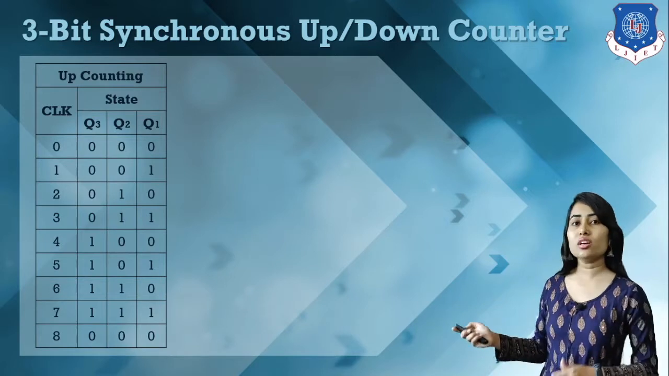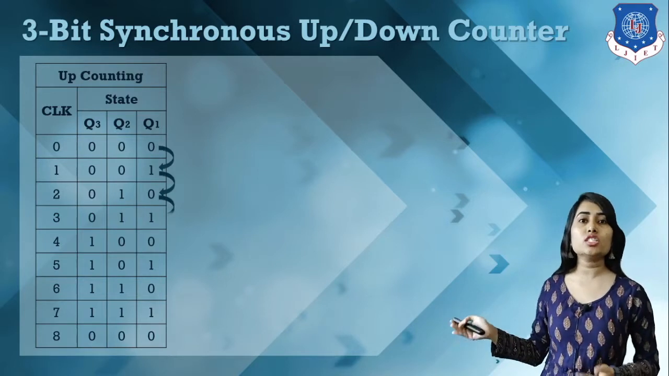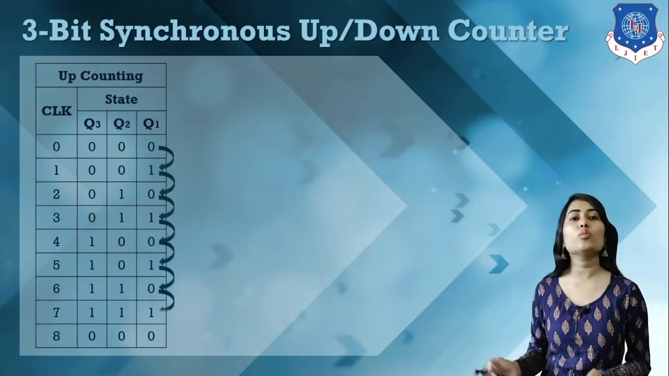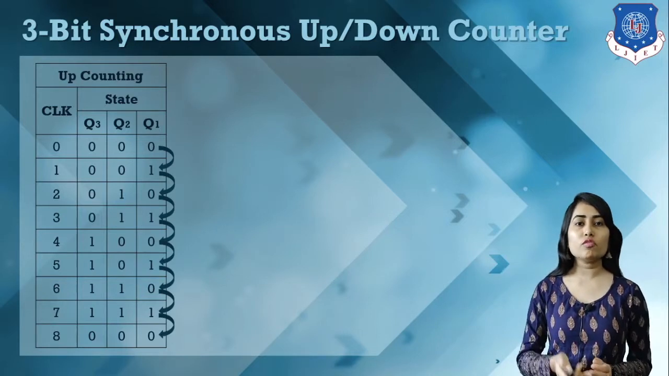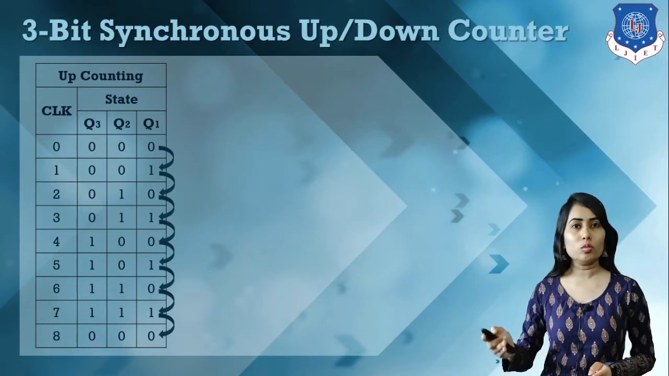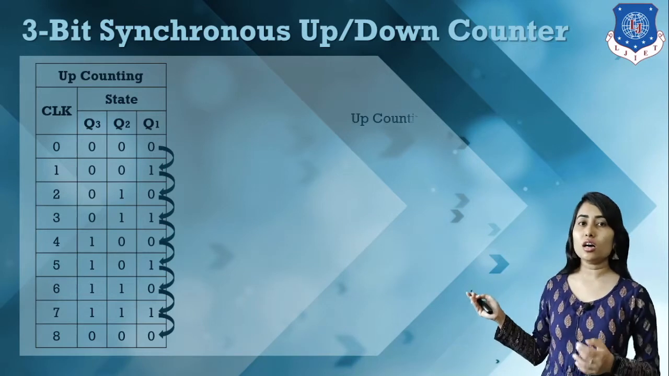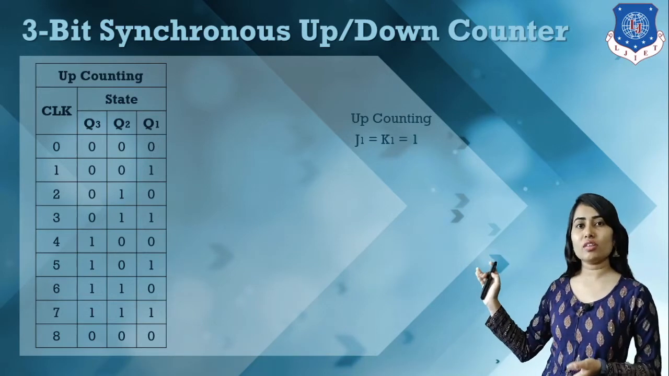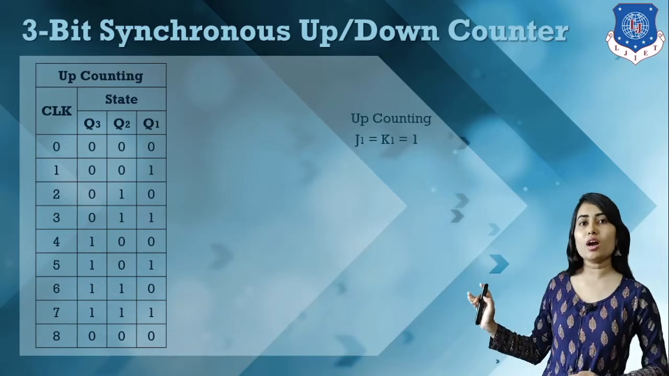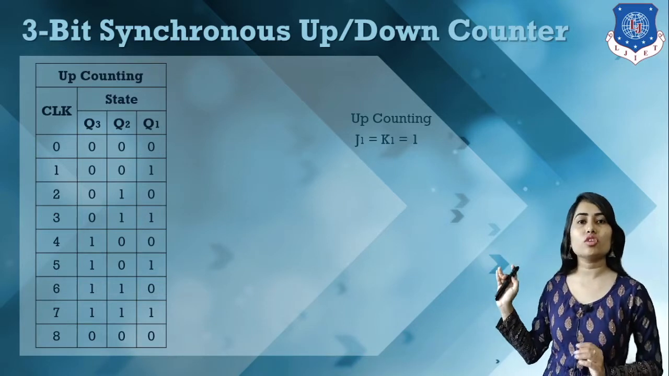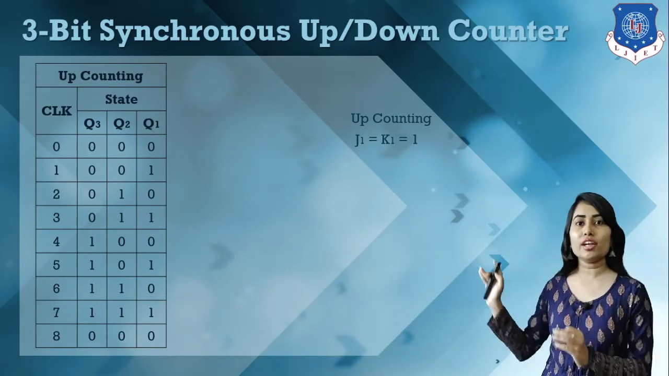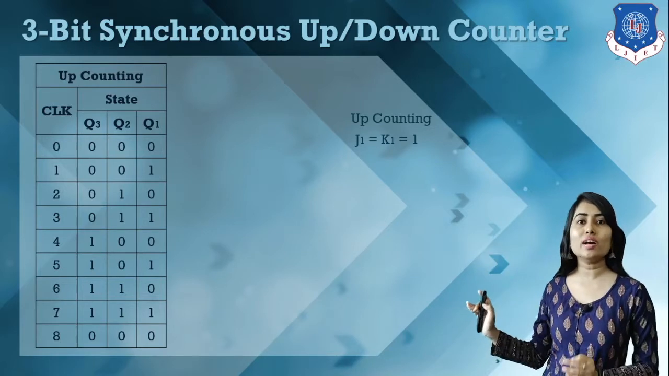First observe all the output combinations and according to that apply inputs to the flip-flops. Here in Q1 we have toggle mode operation. That means the first flip-flop must be in toggle mode. So for up counting we apply J1 K1 is equal to 1 whenever we want the output for Q1 like this.